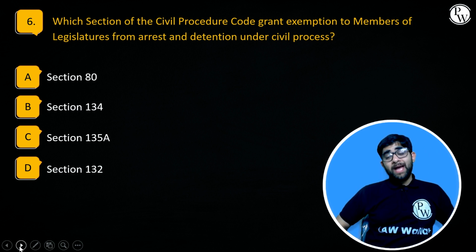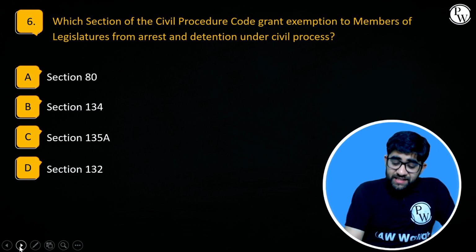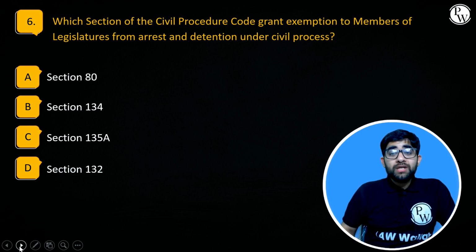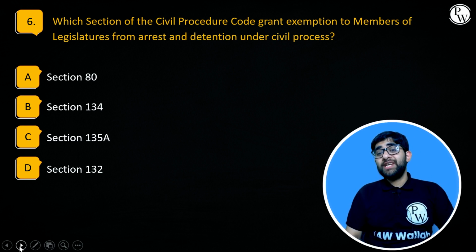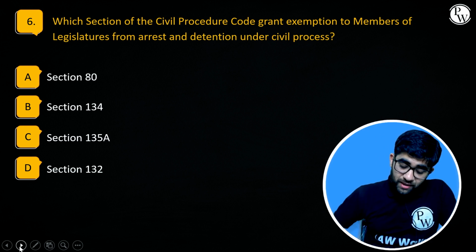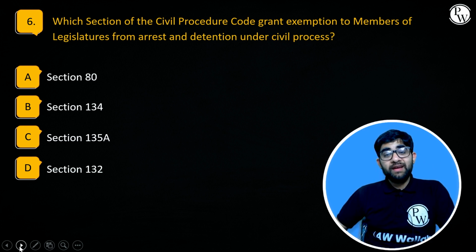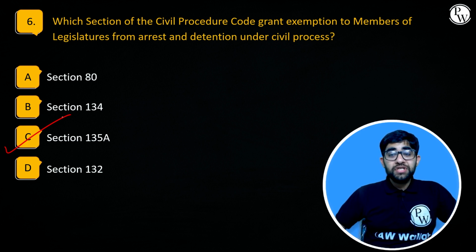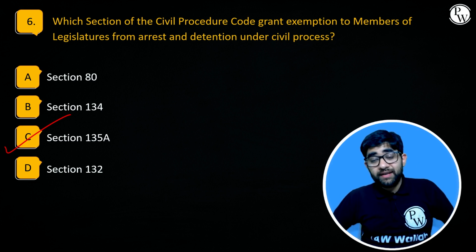Then again, next, sixth: which section of the Civil Procedure Code grants exemption to members of legislature from arrest and detention under civil procedure? The options are section 80, 134, 135A or 132. It is an amendment, an additional section of section 135A.